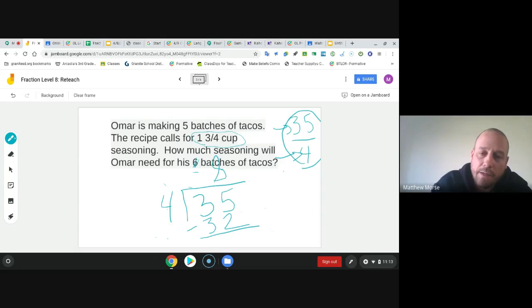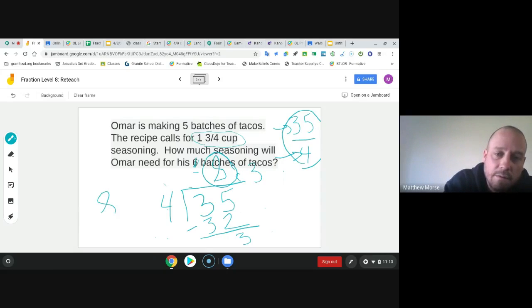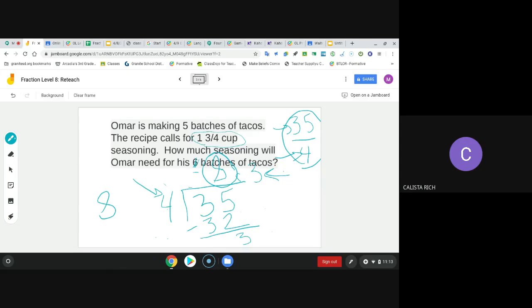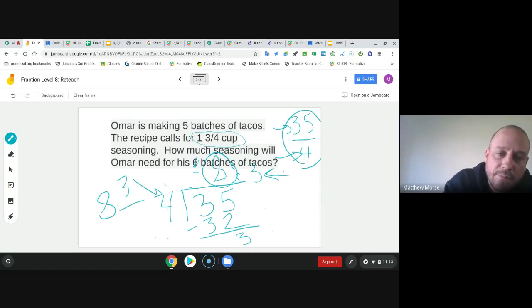And then you subtract. 5 take away 2 is 3. So you'd have 8 with the remainder of 3. So now for the last step, you got to change this into a mixed number. So this is your whole number. So 8. This is your numerator. And this is your denominator. So you'd have 8 3/4.